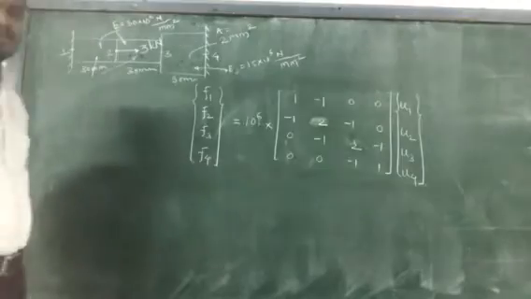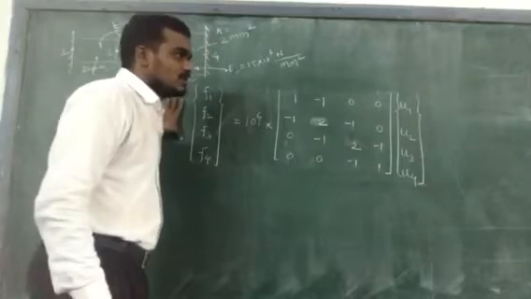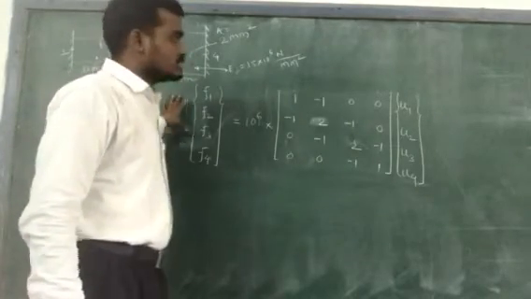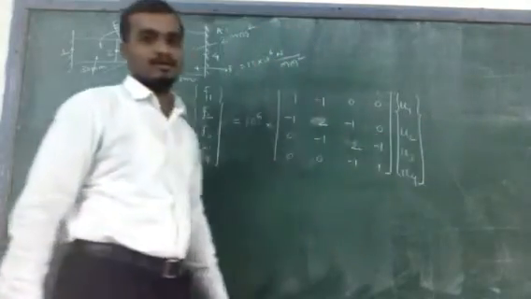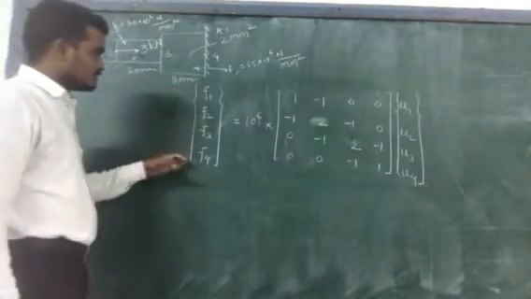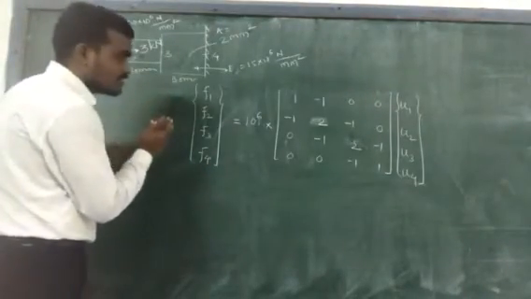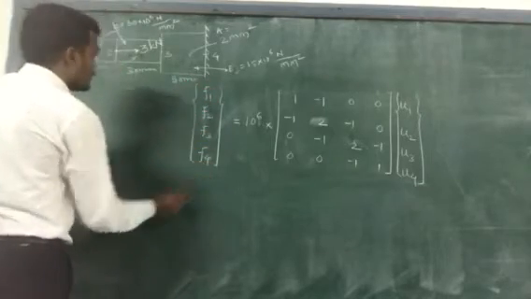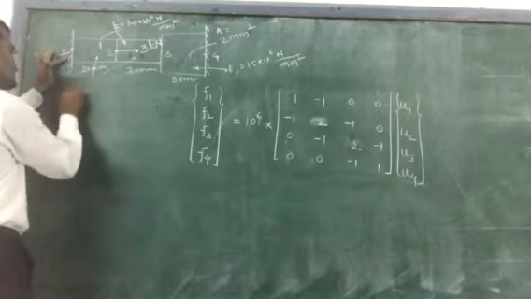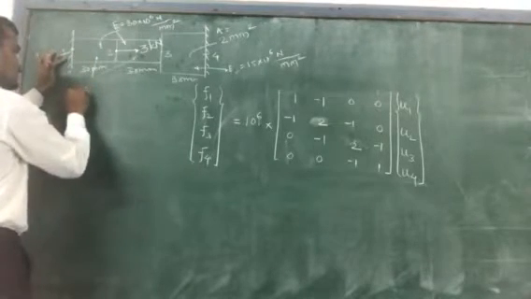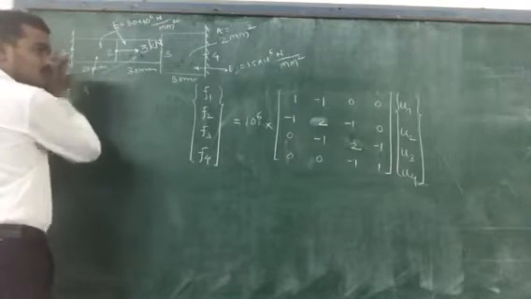Now apply the boundary conditions. First we need to apply the boundary conditions for the nodal force vector. Second, we will apply our boundary conditions for the nodal displacement vector. So first, our nodal force vector: find out what will be the boundary conditions for F1, F2, F3, F4. For the first node, the first node is fixed, so F1 is unknown as there must be some reaction at node 1 because of the fixed support.